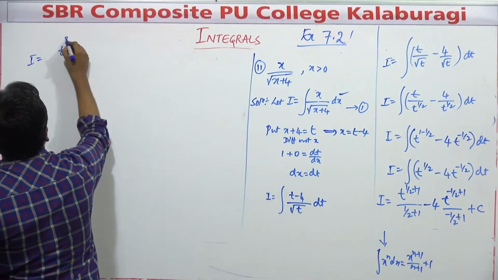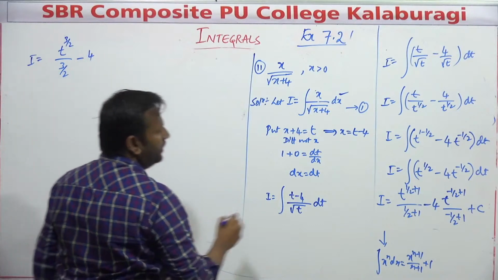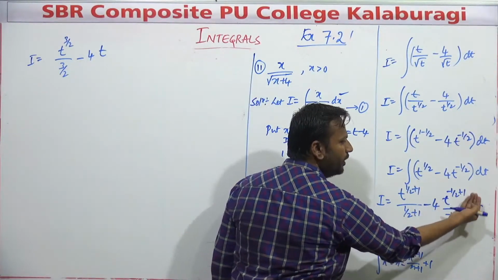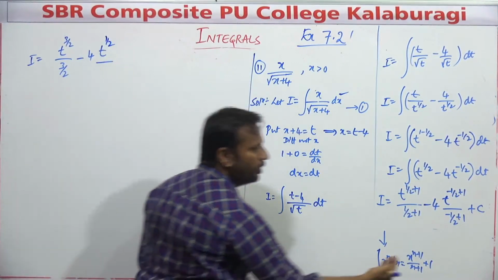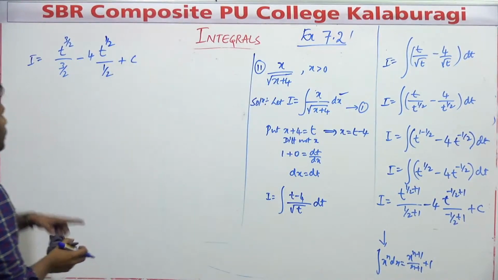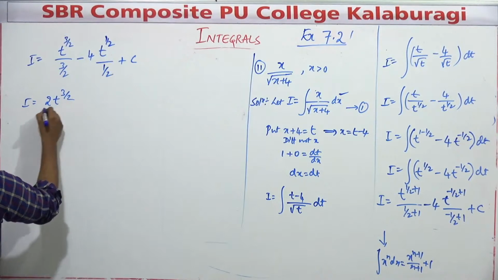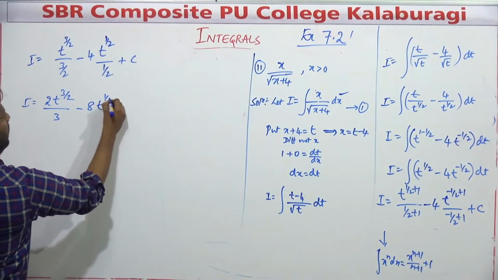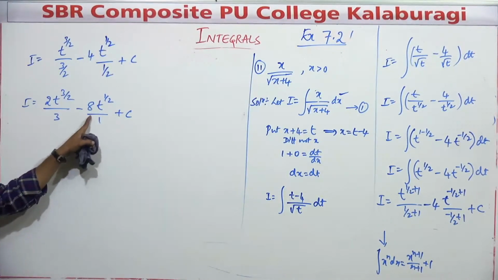1 and a half means 3 by 2, divided by 3 by 2. Minus 4, t to the power, what is 1 minus half, students? Minus half plus 1 means 1 minus half. 1 minus half is half. Similarly in the denominator also, 1 minus half is half. Plus c. Now 2 goes to the numerator, it becomes 2 times t to the power 3 by 2 divided by 3. Here 2 goes to the numerator, 4 twos are 8, half divided by 1, plus c.